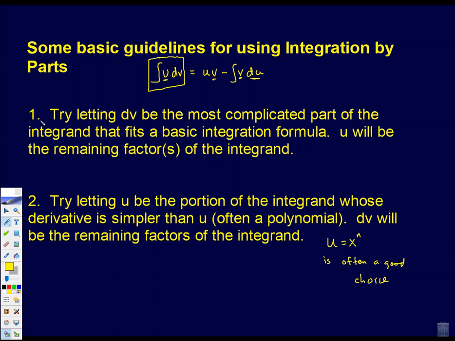Now, in number 1, we're choosing dv. Things I could not pick for dv would be things like the natural logarithm function, because even though we know the natural log's derivative, we don't know its antiderivative. So pretty much anything else that we typically come across, we know its antiderivative, but we want to pick the most complex part to be that. I think you'll see after a couple examples what we're going for.